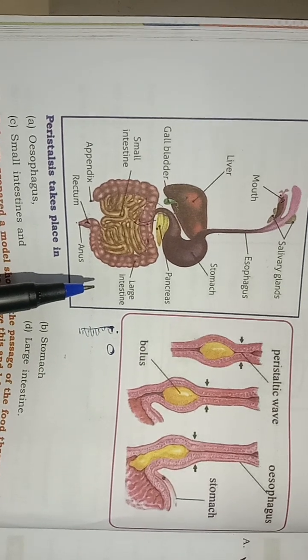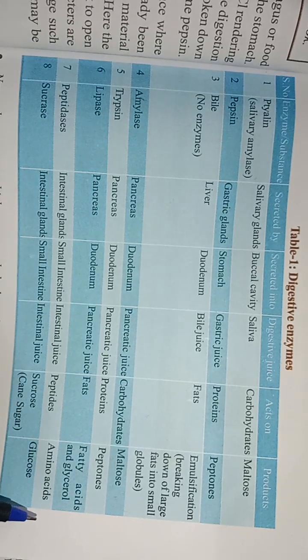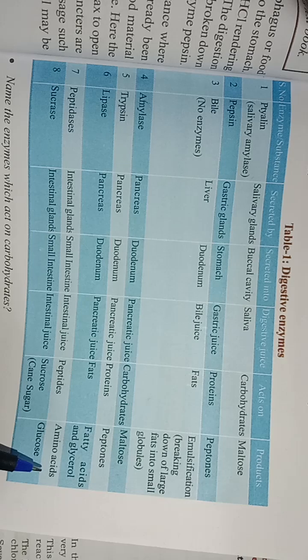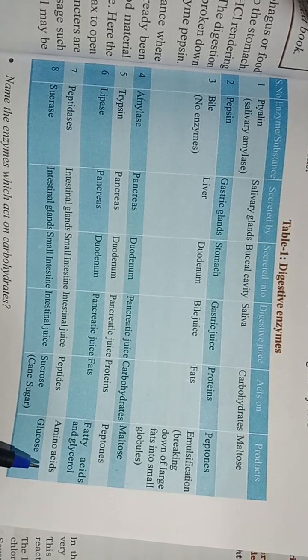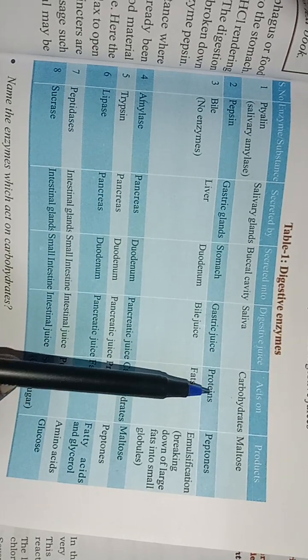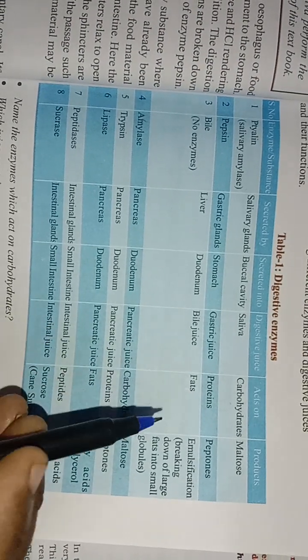Next, we have digestive juices. Very important table. Compulsory. I will get one more question from this table. That is, what are the enzymes released, and where are they acting, or on which substance are they acting, right? So here, if you observe, to remember this, we have one simple logic.